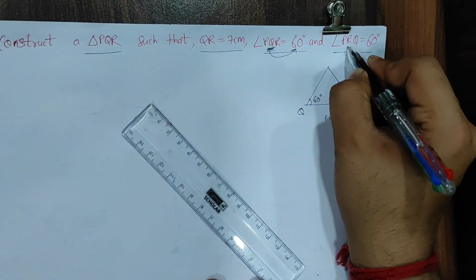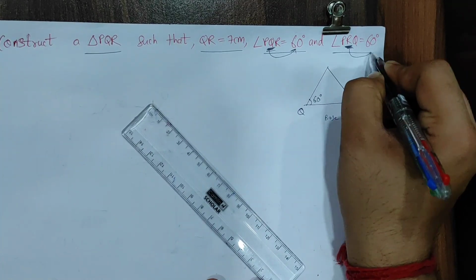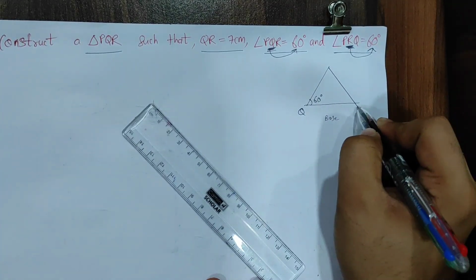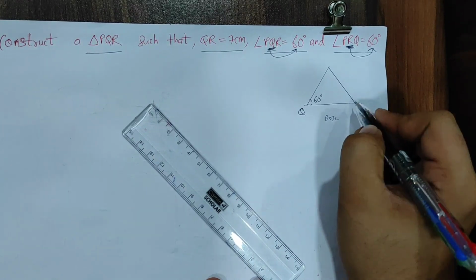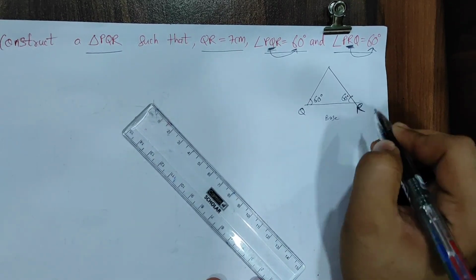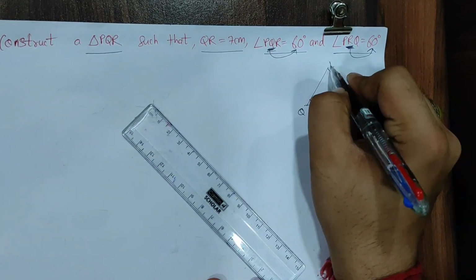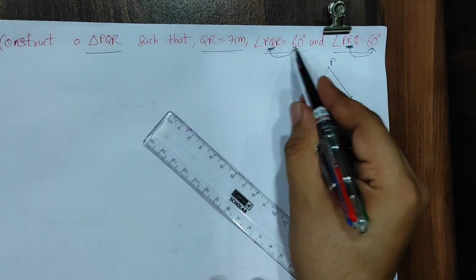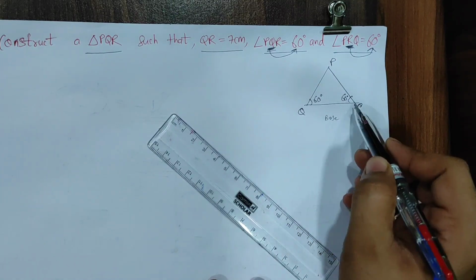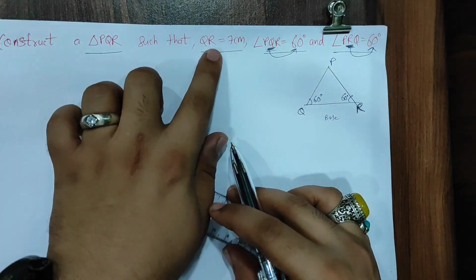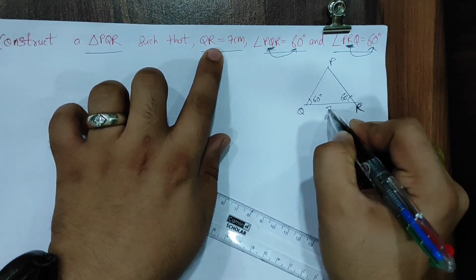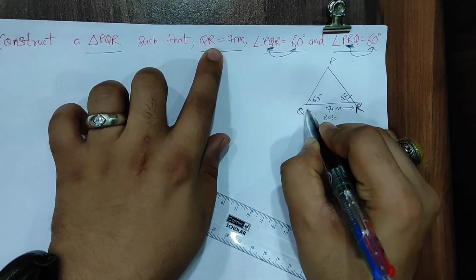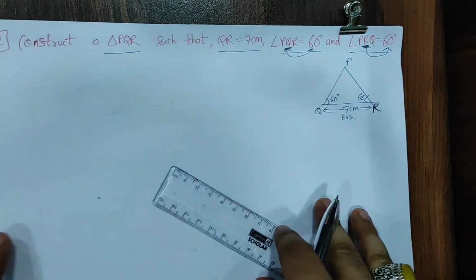Then angle PRQ, that means in center I have R. That means angle R is 60 degree. So I'll mark this as R, and this as 60 degree, please. So this is Q, this is R. So what's remaining? Only P is remaining. So triangle PQR, angle PQR 60 degree, angle PRQ 60 degree. And this QR is given to me as 7 centimeter, please.